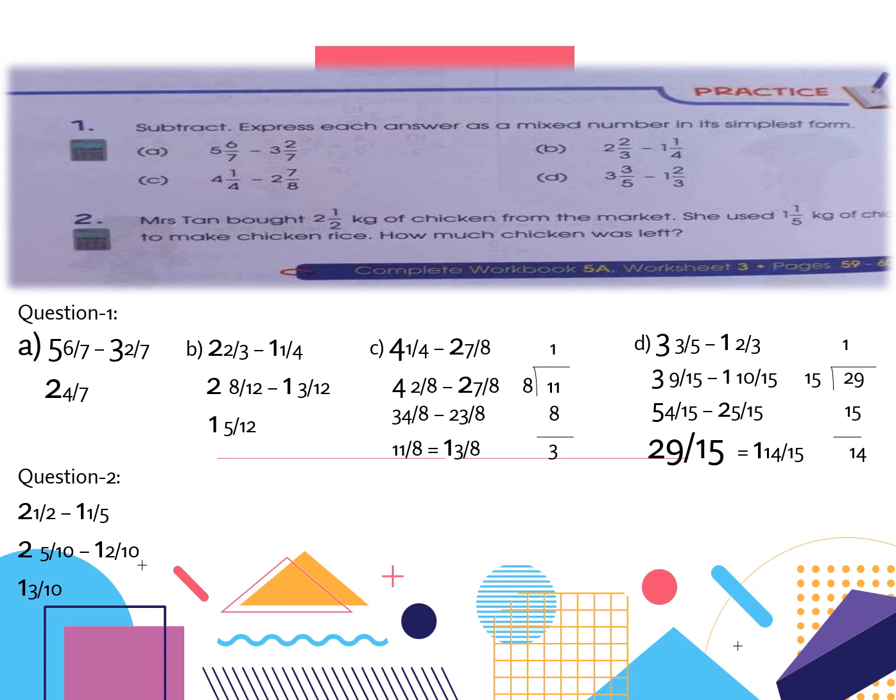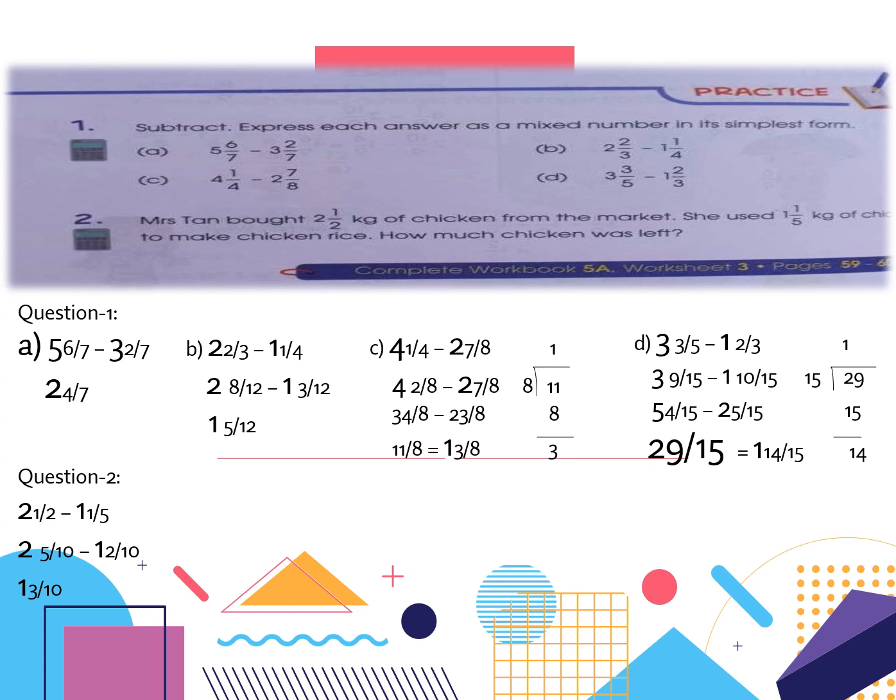Now we have 2 whole number 8 over 12 minus 1 whole number 3 over 12. 2 minus 1 is 1 and 8 minus 3 is 5, and the denominator comes out as it is, 12. In part C, we have 4 whole number 1 over 4 minus 2 whole number 7 over 8. Again, we have converted the denominators to the same value by simply multiplying 1 and 4 both by 2. So it becomes 4 whole number 2 over 8 minus 2 whole number 7 over 8.